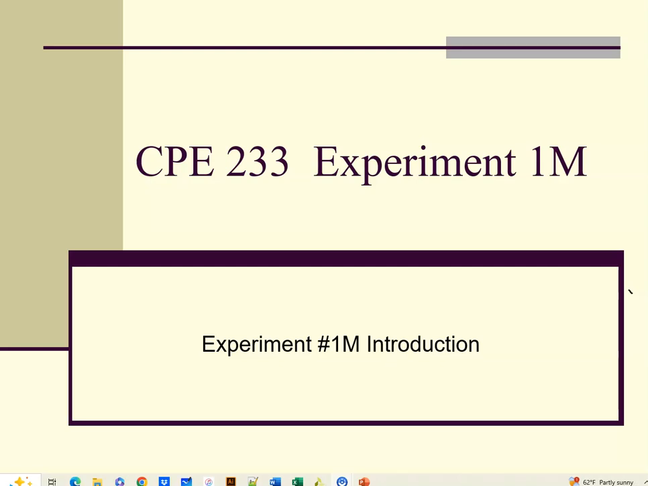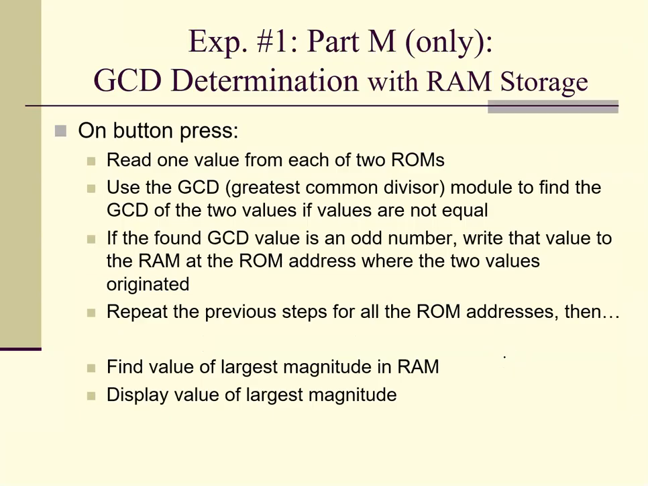This is CPE 233 Experiment 1M, and this introduction is a description of the experiment. So let's go through this thing. What it's going to do is, on a button press, read data from two different ROMs and find the greatest common divisor of those two pieces of data.